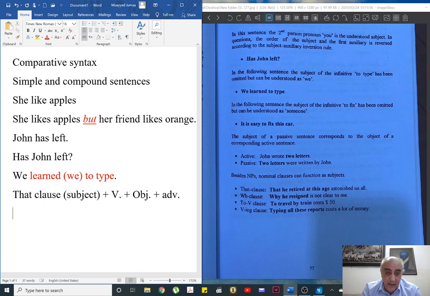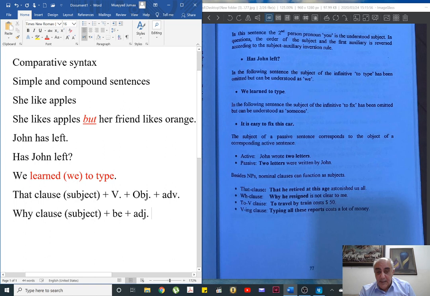So why clause is the subject. And then what do we have? We have plus. Is not. Now, the verb to be is. Clear is the adjective, which is called the subject complement. Of course, not clear to me all together is the subject complement plus infinitive.